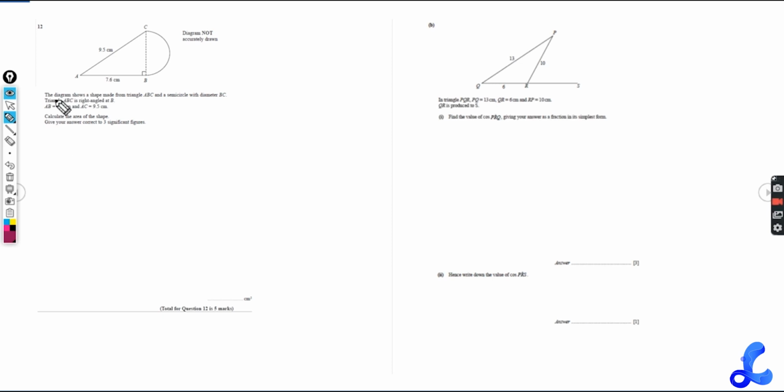So now the question is telling us that the diagram shows a shape made from triangle ABC and a semicircle with diameter BC. So diameter BC is over here and triangle ABC is A, B and C. It's a right angle triangle, denoted by this small square over here which says it's 90 degrees. AB is given as 7.6 and AC is given as 9.5. What you need to do is first find the area of the whole shape, which includes the semicircle. So in order to find the area of the shape, you need to find BC.